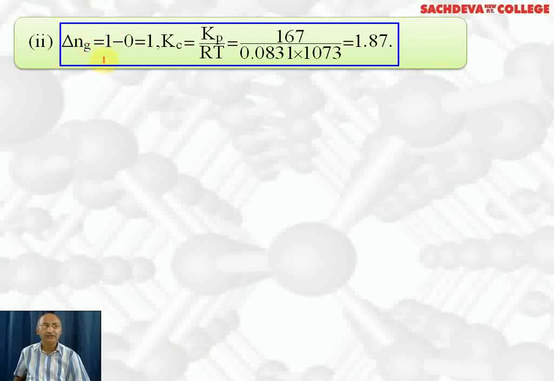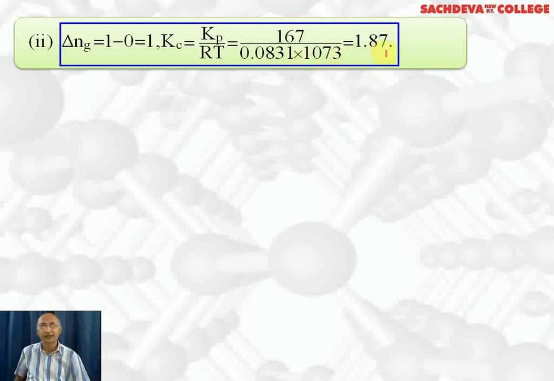Next we are taking, first we find out delta N gaseous. Here only 1 mole of carbon dioxide gaseous is formed. Calcium oxide product is solid and calcium carbonate reactant is also solid, therefore it is 1 minus 0 equal to 1. Kc comes out to be equal to Kp divided by RT. Kp was 167 divided by 0.0831 into 1073. The answer will come out to be 1.87 bar.